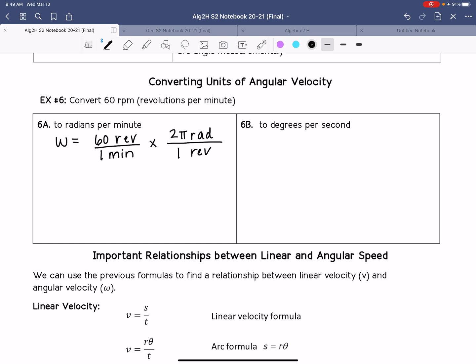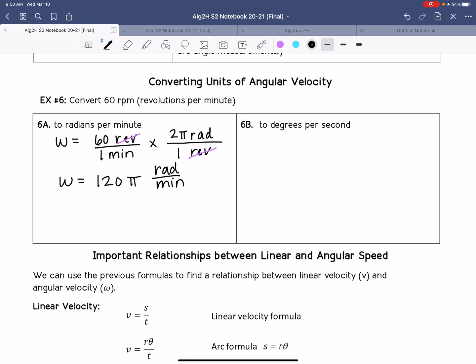Now we can use this and get what we want. Revolutions are going to cancel with revolutions, and now I have radians per minute, which is what we want. So omega is equal to 60 times 2, which is 120, we still have a pi, and then radians per minute. Hopefully that made a little bit of sense.